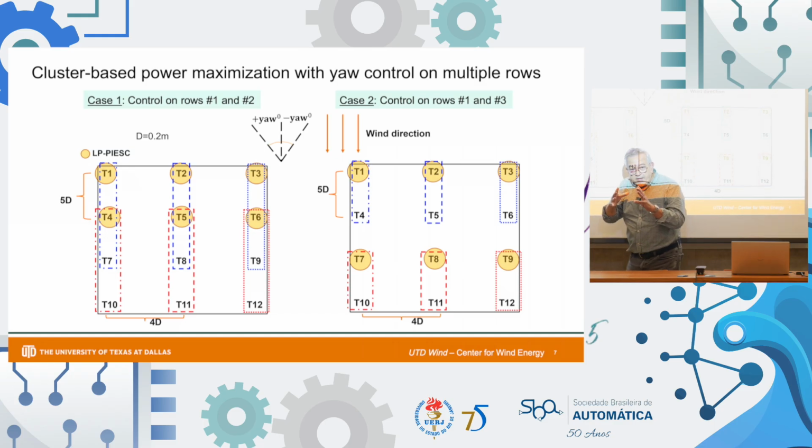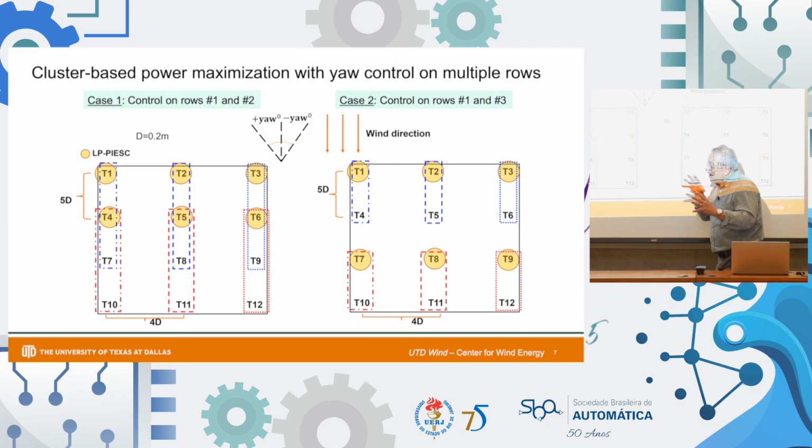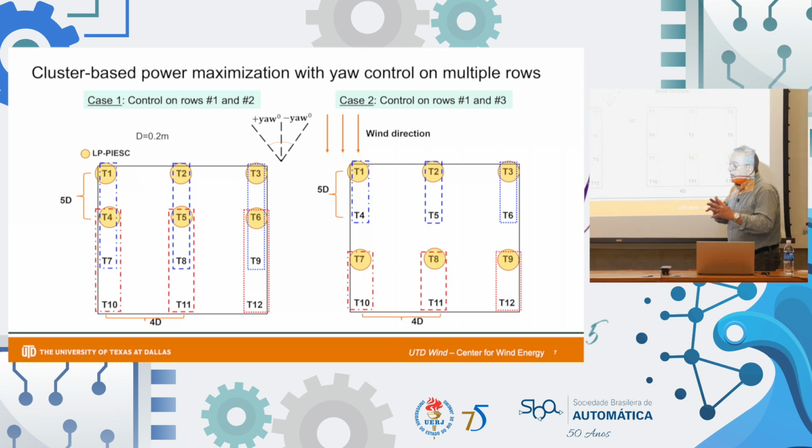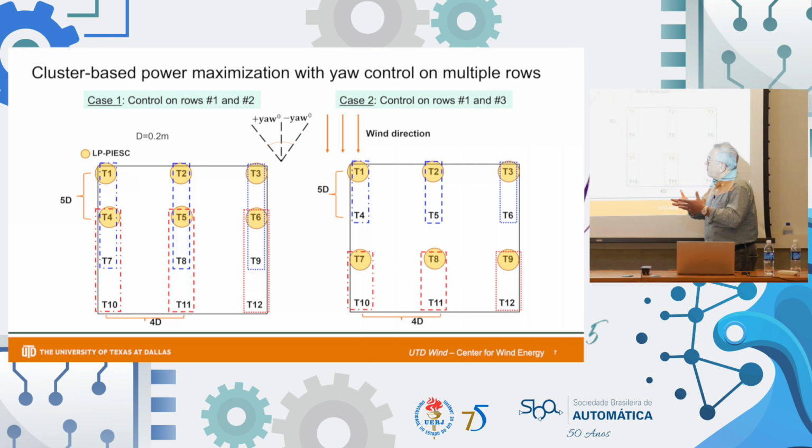We don't want to put too many, and the reason is time delay. It takes time for the flow to propagate from upstream to downstream. If we include too many downstream, we're going to have to wait quite a bit before we can update the controller, or make the controller more complicated, but the delay cannot be ignored. So the objective is to have a manageable delay and be able to increase power.